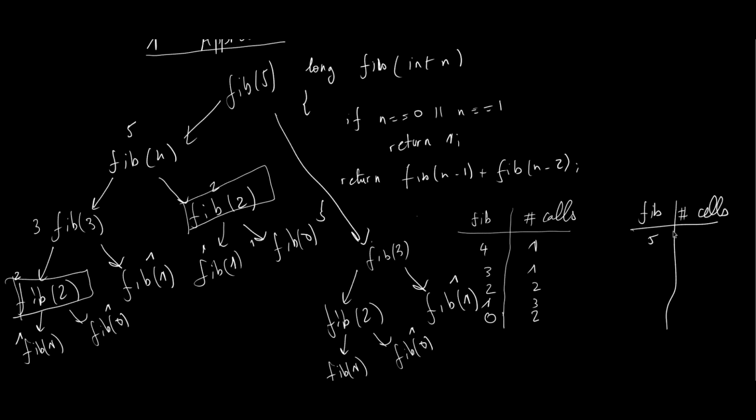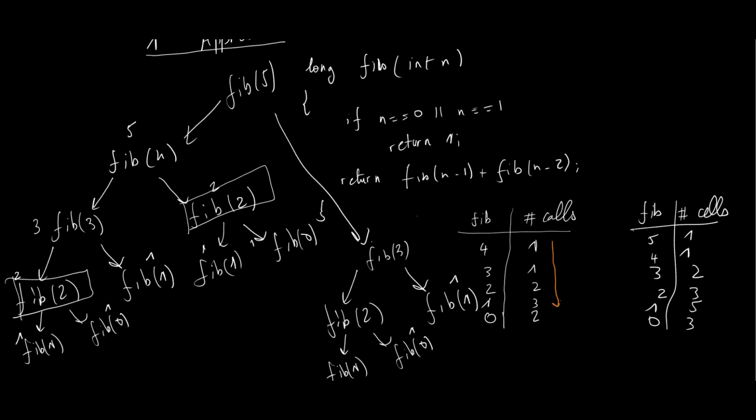we will see that 5 is called once, 4 is called once, 3 is called twice, 2 is called twice in this left subtree and once here, so it's called 3 times. 1 is called 3 times in this left subtree and twice here, so it's called 5 times. And 0 is called twice in this left subtree and once here, so 0 is called 3 times.